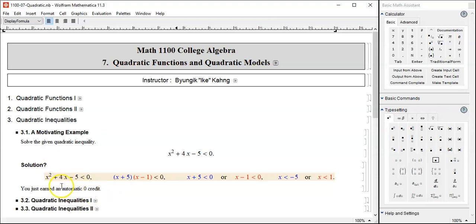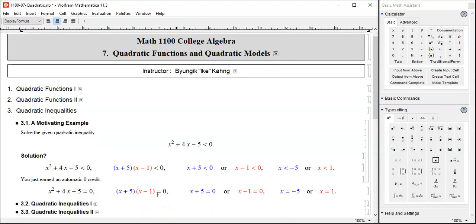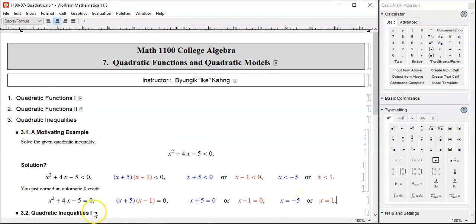So here we go. Inequality, factor it. Blue inequality or red inequality. So that blue solution or red solution. What's the problem? You just earn an automatic 0 credit. Now for equations, this is perfectly fine. We have a quadratic equation, factor it, blue is equal to 0 or red is equal to 0. So we have blue solution or red solution. This is perfect, full credit. This one, 0 credit. What's going on here?